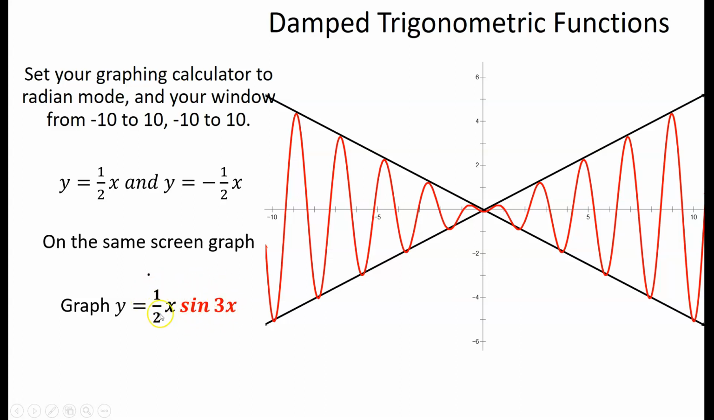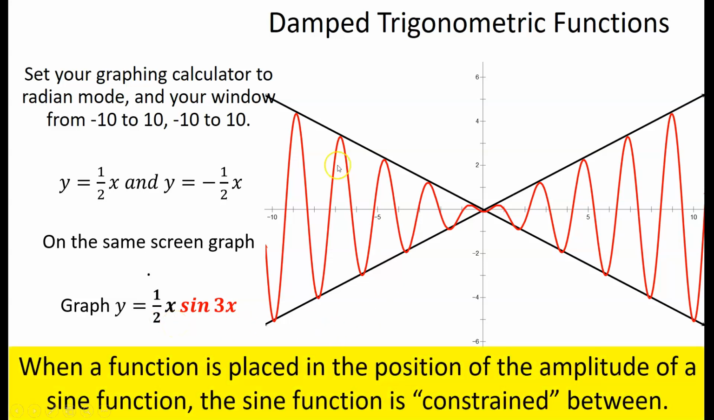And when you put a function in front of a trigonometric function, it acts as what's called a dampening factor. There are different ways you could probably think of this. Sometimes I've explained it this way: the plus and minus versions of this, and that's why I had you put these two in first, constrain the wave, or if you want, it's like it's bouncing off of them.